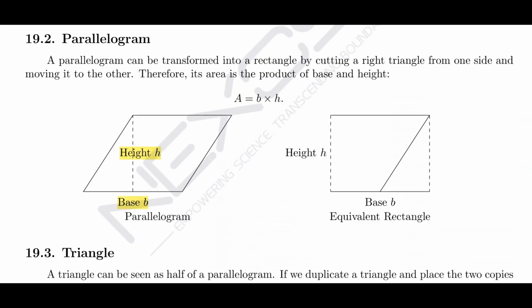Now, imagine we take that pointy triangle on the left side. We can actually cut it off. If we slide that triangle over to the right side, what does it become? It fits perfectly and turns into a rectangle. Look at the picture on the right, and you can see it. So, the area of a parallelogram is exactly the same as the area of that rectangle we just formed. It's the base times the height.